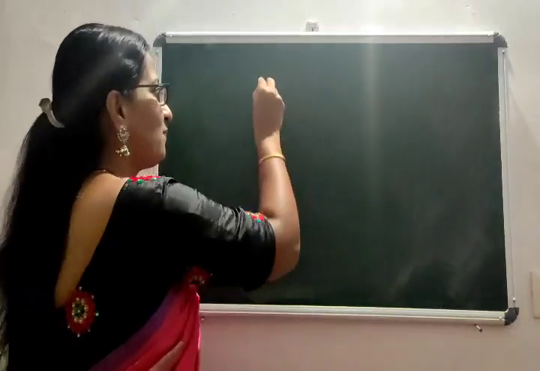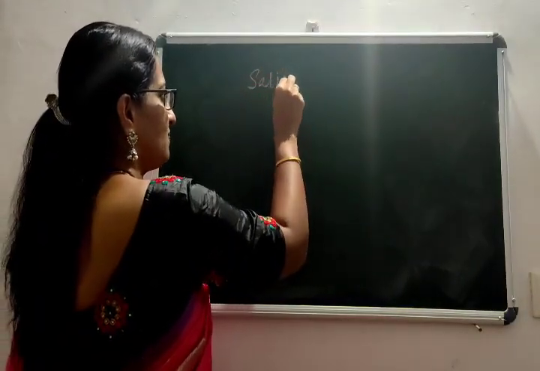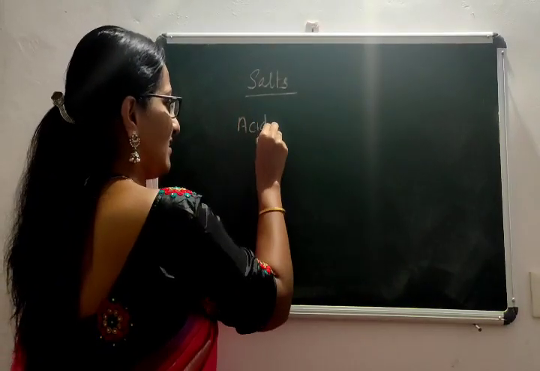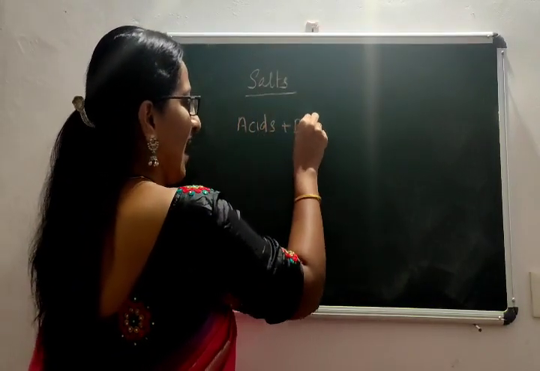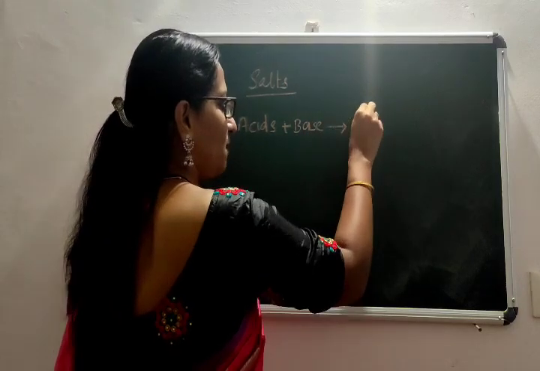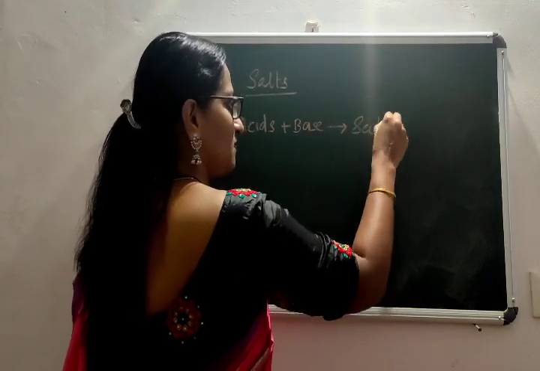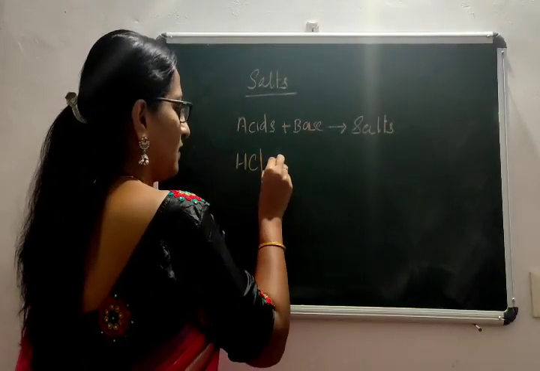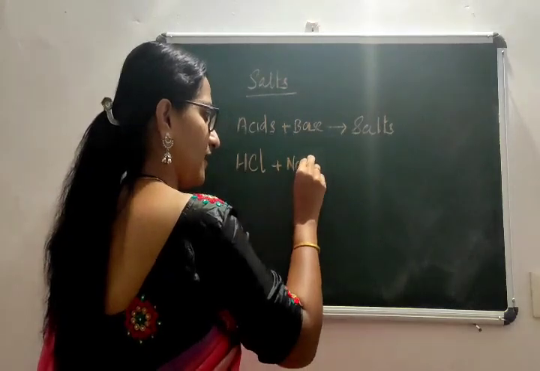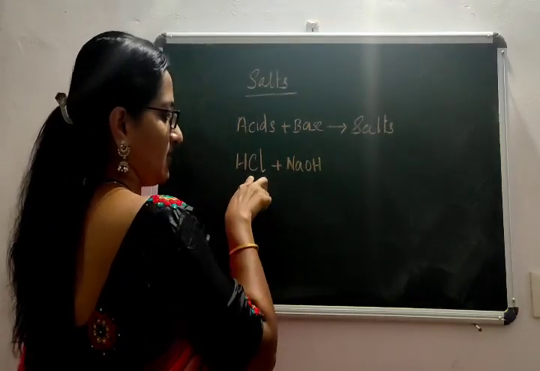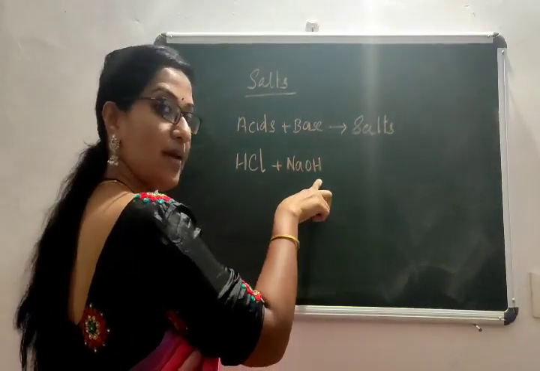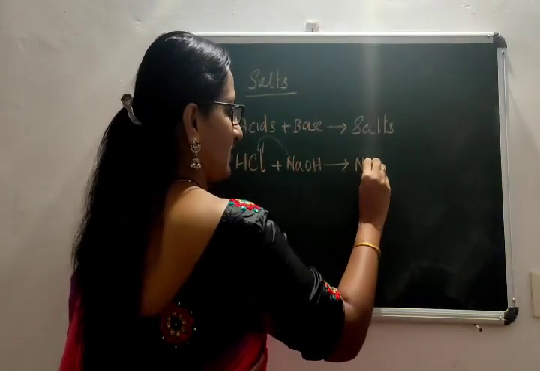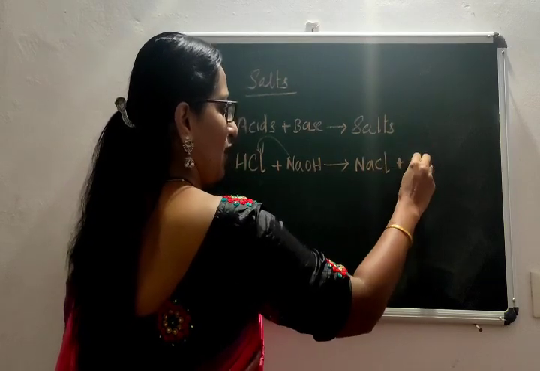What are salts? Salts are obtained by the reaction of acids and bases. Acids and bases react to form salts. If you take an example, hydrochloric acid reacts with sodium hydroxide, a base. HCl is acid, NaOH is a base. Both react to form what? NaCl salt and water.